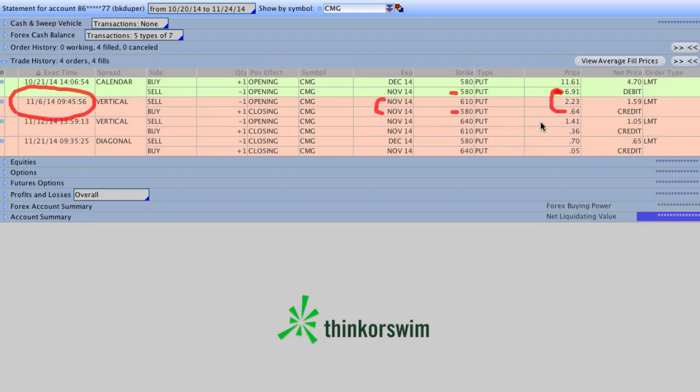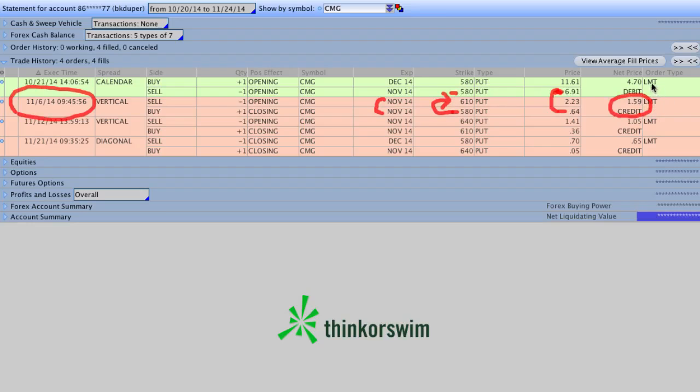So what we decided to do was to roll that put up to 610. So you can see we just made an adjustment. We used a vertical order. A vertical order is selling the first contract and buying the next one. Well, that 580 that we bought, we just basically closed out of the 580 short that we already had. So in this case, we rolled up from the 580 to the 560. We took in an additional credit overall of 159.